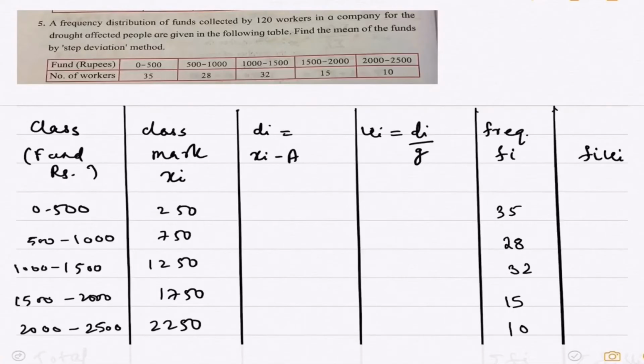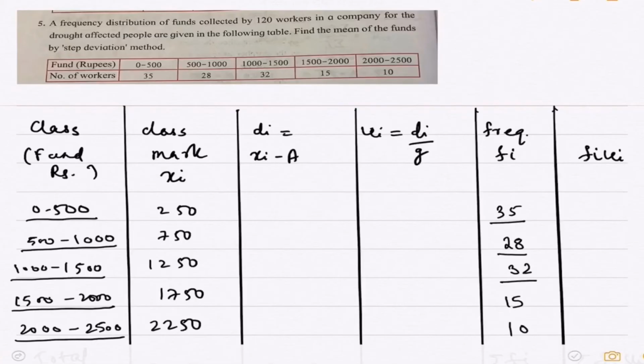Now let us solve question number 5, where we are asked the mean, but here by the step deviation method. We are given funds in rupees, which are classes 0 to 500, 500 to 1000, 1000 to 1500, 1500 to 2000, and 2000 to 2500. Next, we are given values of frequencies, number of workers, which is 35, 28, 32, 15, and 10.